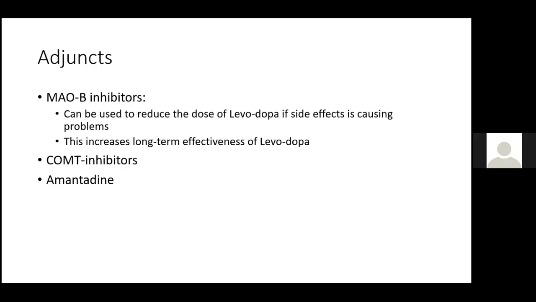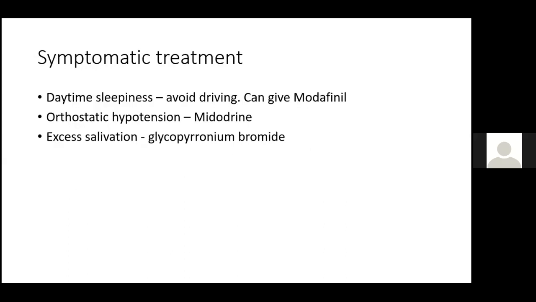This can be used to reduce the dose of levodopa if it's causing side effects. And again, this increases the long-term effectiveness of levodopa, COMT inhibitors, and amantadine. And then symptomatic treatment. Again, you want to treat daytime sleepiness, with, like I say, side effects. Orthostatic hypotension, again, with Parkinson's disease, you can treat with midodrine. And again, excessive salivation that you get in Parkinson's disease, you can treat with glycopyrronium bromide.